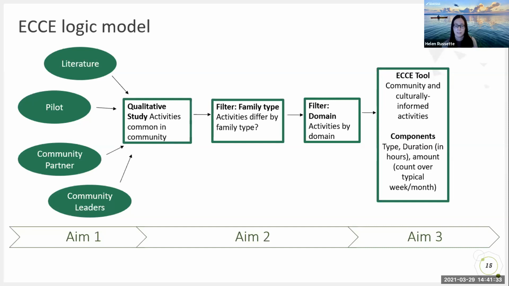And then we further refined those results by family type just to see if there was a difference by, say, biological parents versus maybe non-biological parents to a child with and without prenatal substance exposure, which we didn't see too much of. And then we further refined those results by domain, which now comprises our early caregiver child engagement tool that includes community and culturally informed activities. And as I mentioned before, we wanted to quantify caregiver child engagement. So we include the tool as duration and amount on average that a family engages in a given activity.